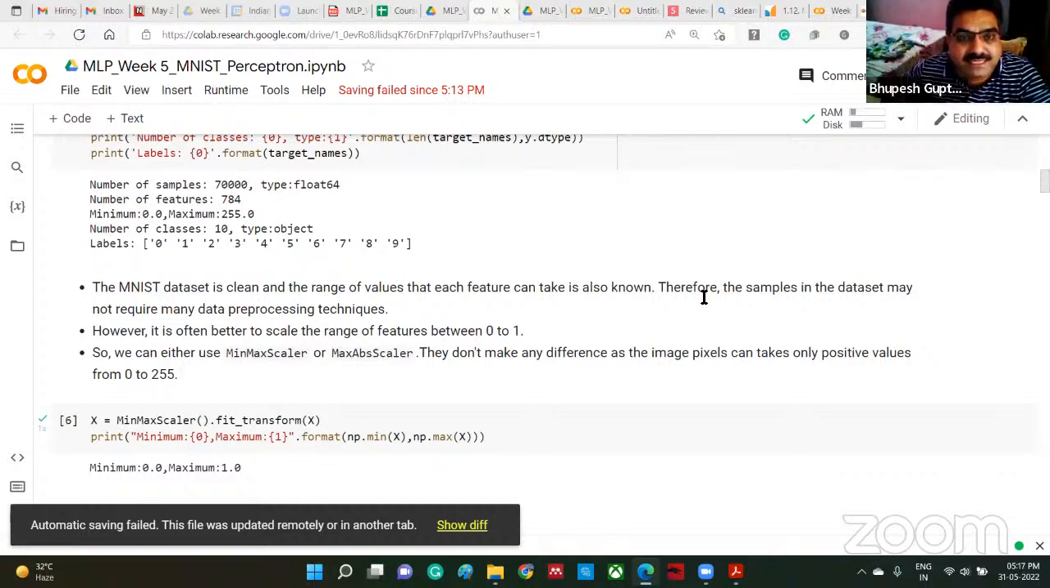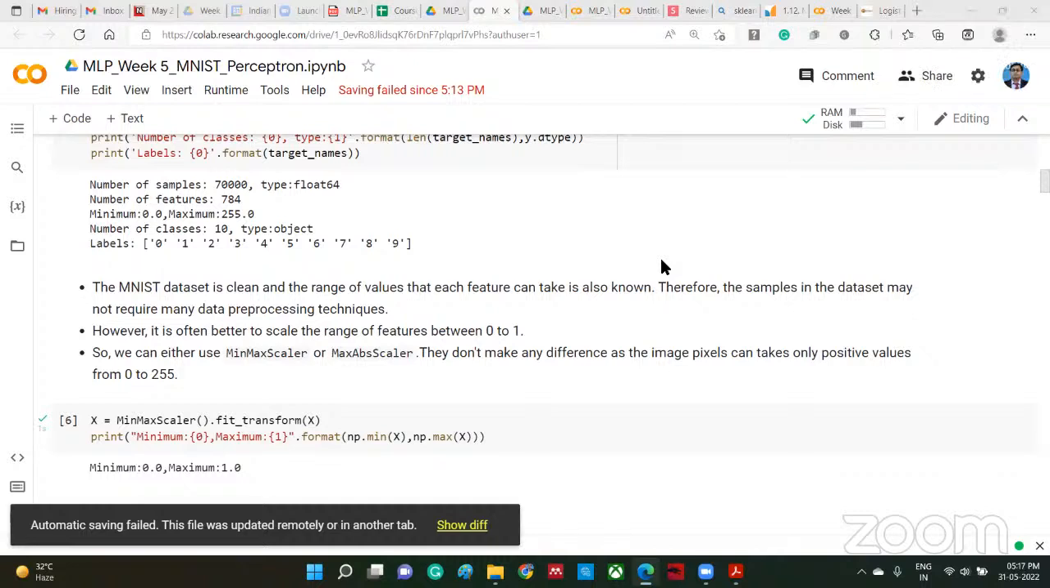Will you be able to? I'm not sure. Where is she? Okay. And yeah, so Kanika is also here. Kanika, how are you? Hello, hi sir.